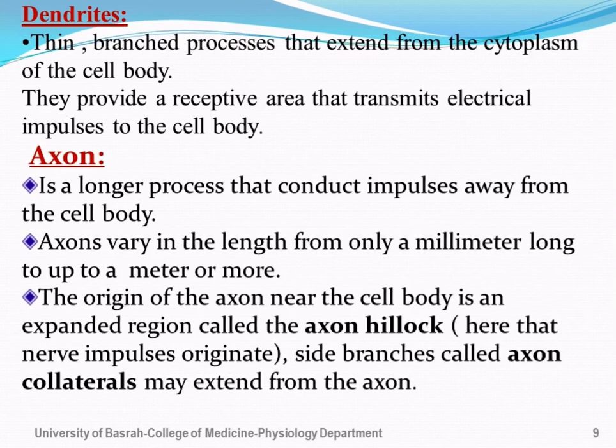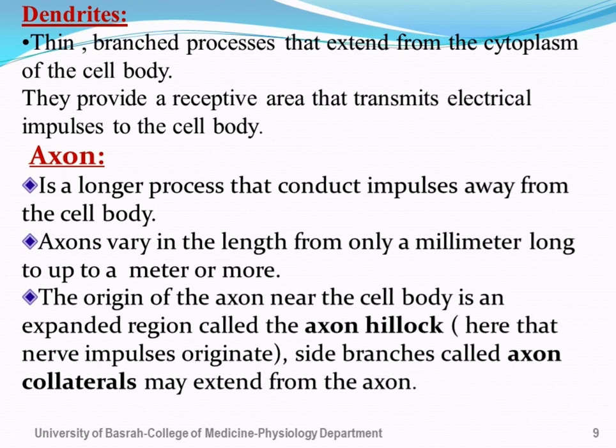The dendrites are thin branching processes that extend from the cytoplasm of the perikaryon, and they provide receptive areas that transmit the electrical impulses to the cell, like sensors. The axon is a longer process that conducts the impulses away from the cell body. Axons vary in length from only 1 millimeter to up to 1 meter or more, and the origin of the axon near the cell body is called the axon hillock, where the nerve impulse originates. Side branches from the axon we call the axonal collaterals.